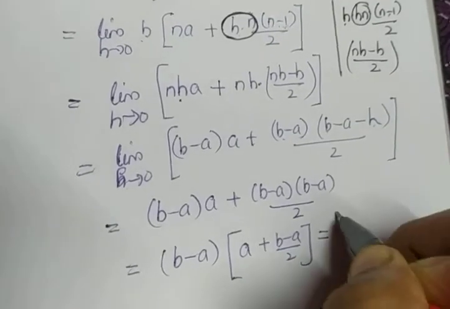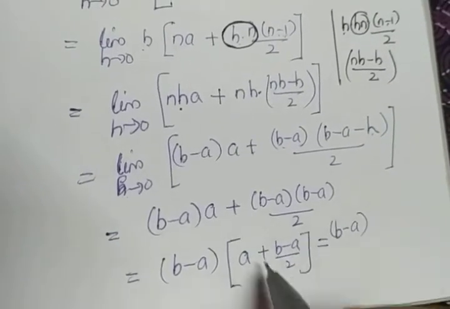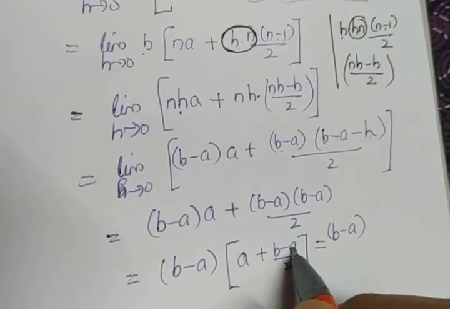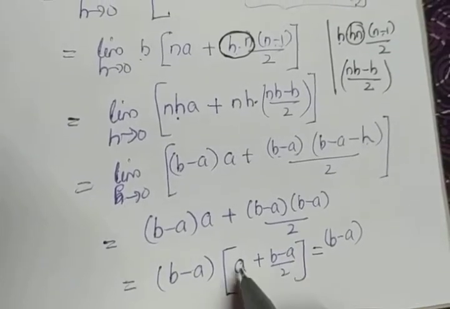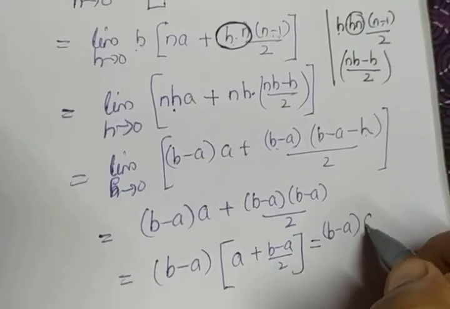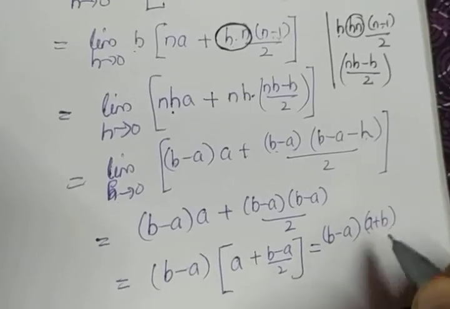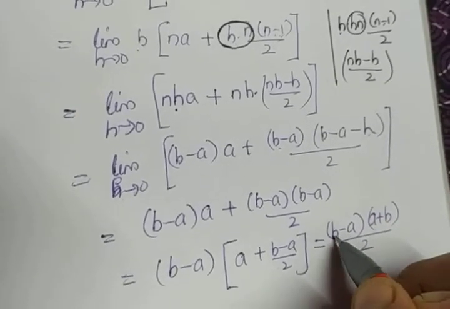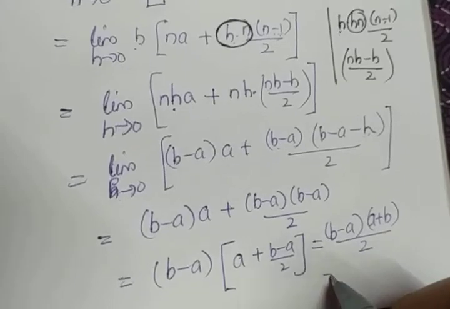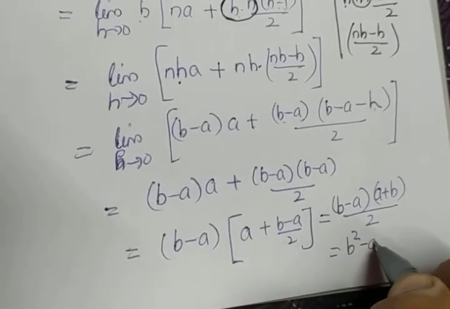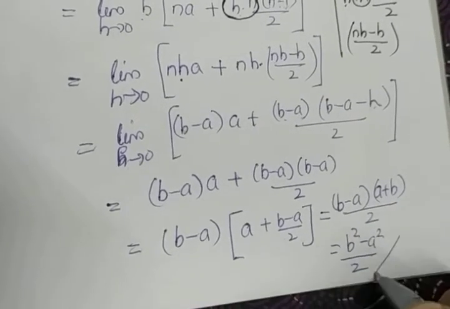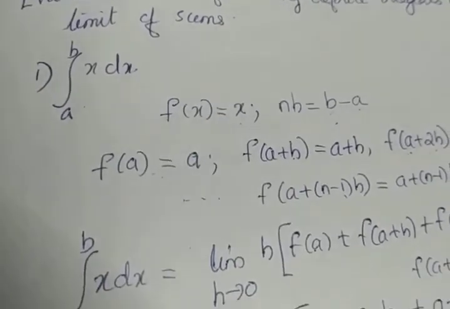When taking the LCM, what we get: (b minus a) into (2a plus b minus a) by 2. 2a minus a gives you a. So what we get: (a plus b) by 2. Now the numerator is of the form (b minus a) into (b plus a), which gives you the value (b square minus a square) by 2. This is the value of the integral a to b x dx.